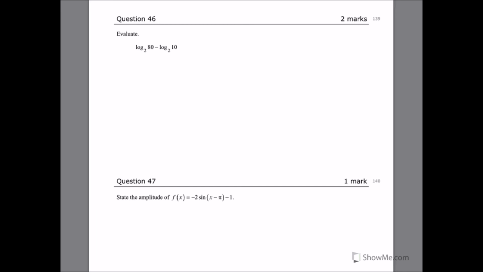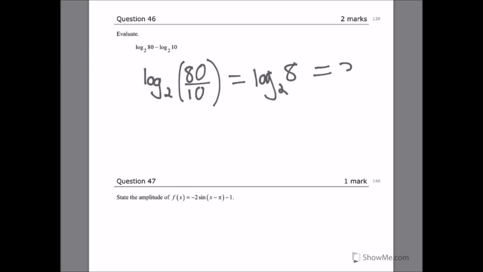Log 2 of 80 minus log 2 of 10 equals log 2 of 80 over 10. Two logs with the same base, we can divide the terms inside if they're subtracted. Log 2 of 8, and that equals 3, because 2 needs to be raised to 3.